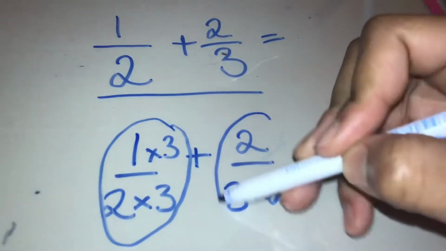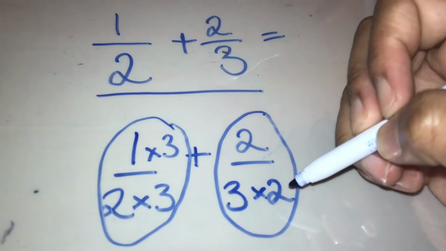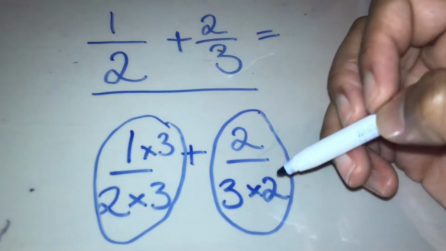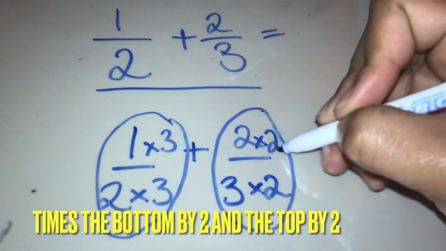Now with the next one, we do the same thing. We look at what we had to do to make it into a 6. So we had to do 3 times 2. So we did 3 times 2 here. We're going to do 2 times 2 here.